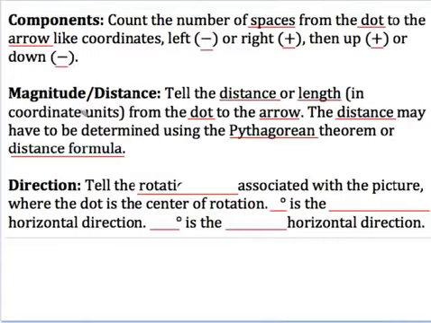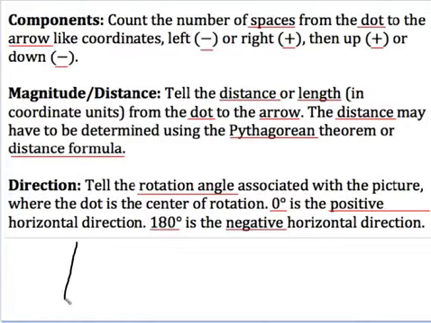All right, so with vectors, you have distance and direction. The direction tells the rotation angle associated with the picture, where the dot is the center of rotation, 0 is the positive horizontal direction, and 180 is the negative horizontal direction. Okay, so I know we are used to having an x and y axis, and our origin would normally be the starting point with our rotation angle like this.